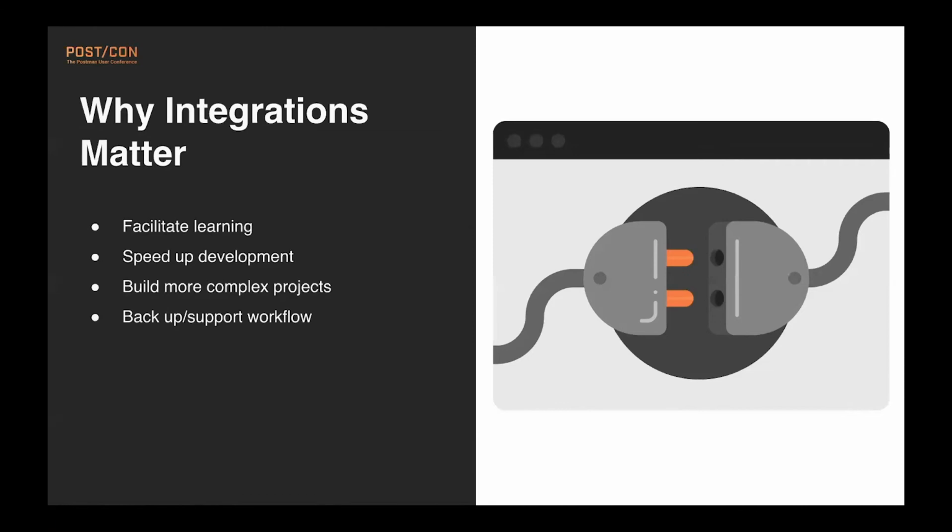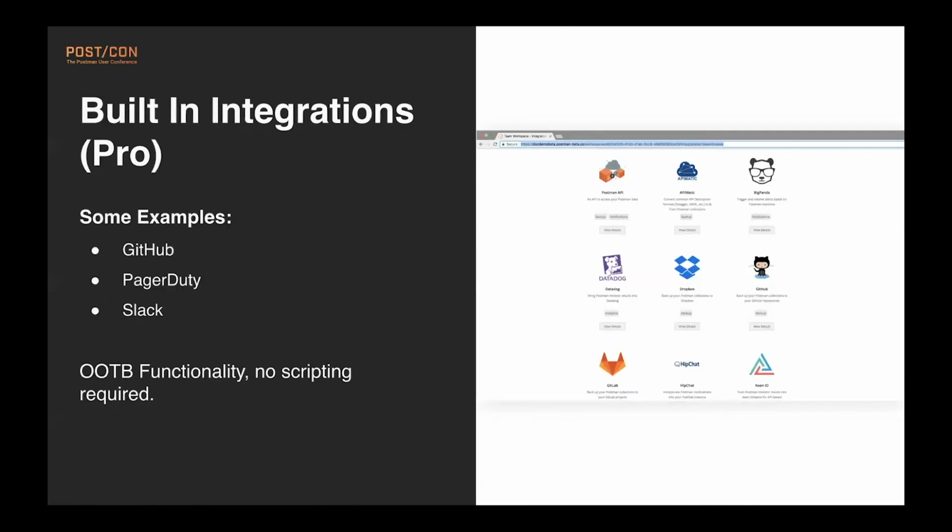So integrations, why they matter. They're helpful for facilitating learning, speeding up development, building more complex projects and functionality, and supporting our workflow. The integrations that are built in are only available to Pro and Enterprise customers. So the examples are GitHub, PagerDuty, Slack. These are really powerful for things like source control, CI/CD, reporting.